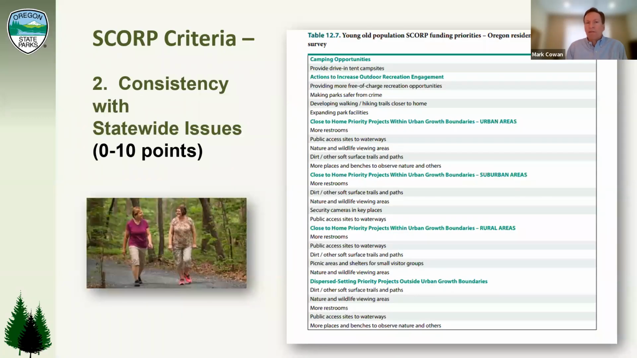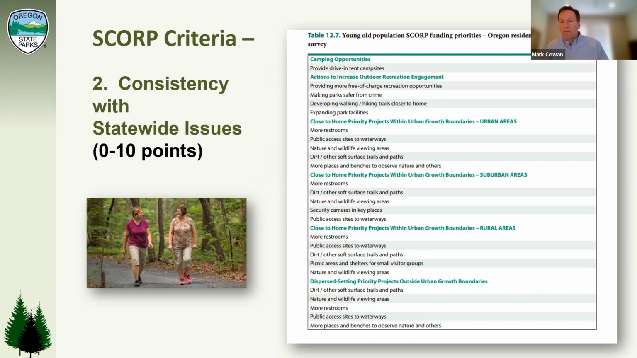And then it's broken down even further. As you can see, this table is broken down quite a bit more geographically. At the top there, you can see the young old population SCORP funding priorities. This is what the Oregon Resident Outdoor Recreation Survey said in their responses. The top heading there in green is camping opportunities, then actions to increase outdoor recreation engagement. Then these next 4 sections are divided up by close to home priority projects within urban growth boundaries. So you can see the capital letters are urban area.